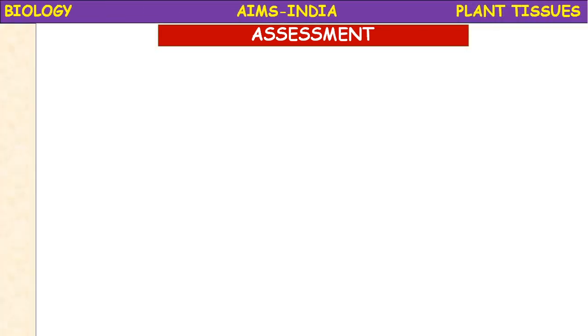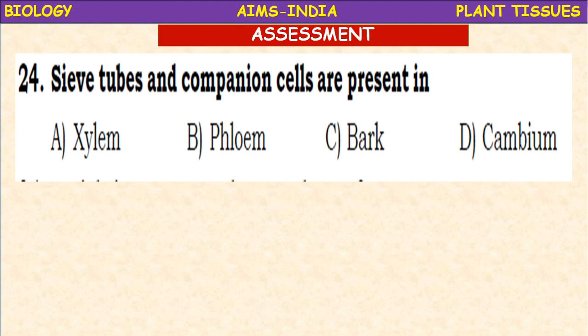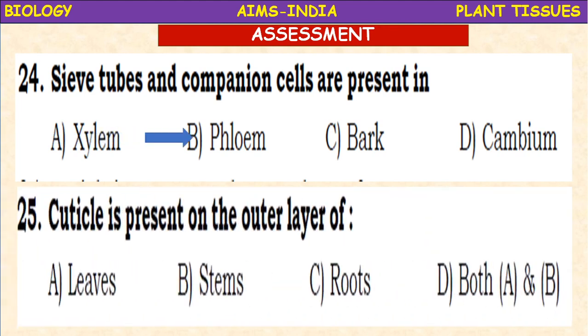Next, sieve tubes and companion cells are present in phloem tissue. Cuticle is present on the outer layer of mainly leaves. Commonly it is present in the leaves, but in some plants, for example cactus, on the stem also a waxy coat, the cuticle, is present. Okay.